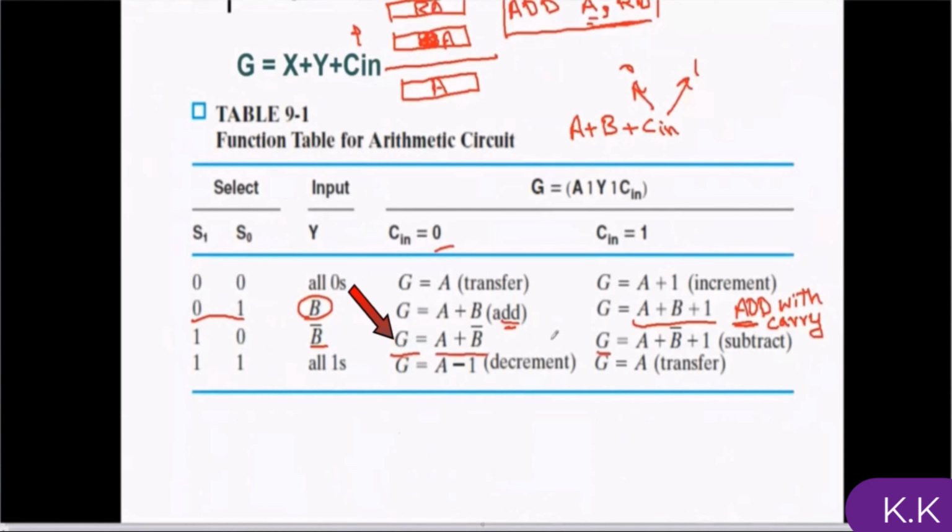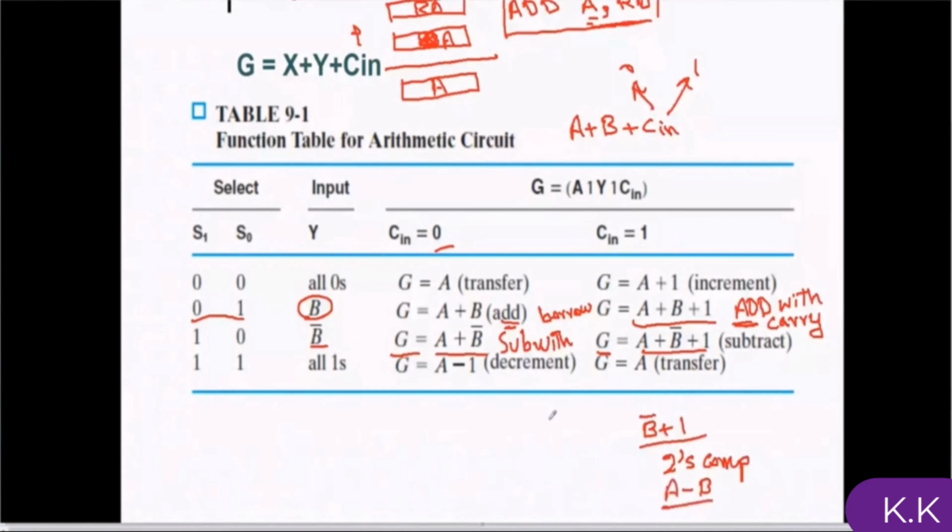So what is the other one? If carry is 0, A plus B complement, which is the subtract with borrow. This is, again, like the add with carry, and can be used to extend the size of the data that can be processed by the processor. And this is the actual subtract: A plus B complement plus 1. The complement plus 1 is the two's complement. So this is the minus B. A plus minus B means A minus B.